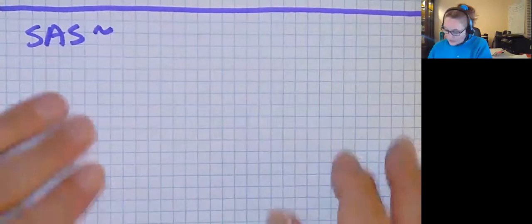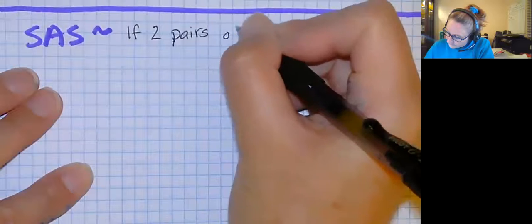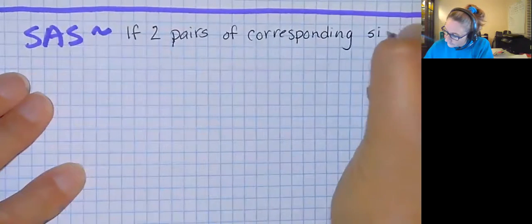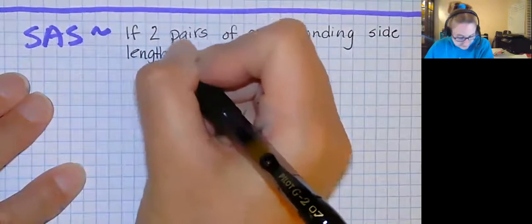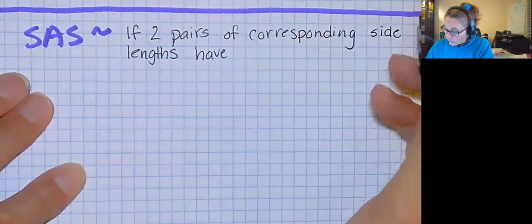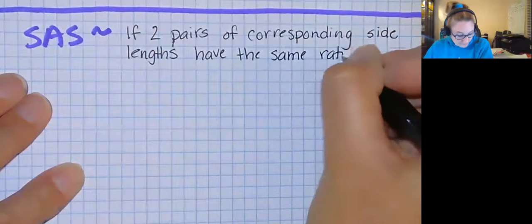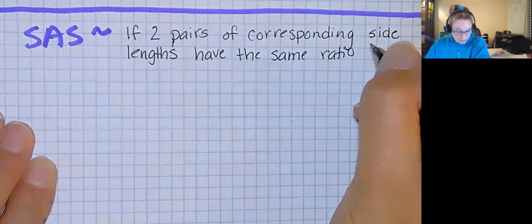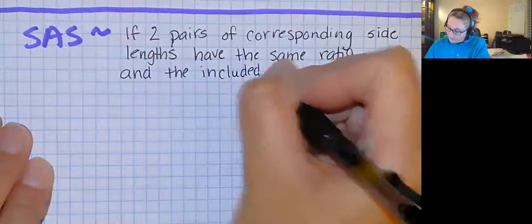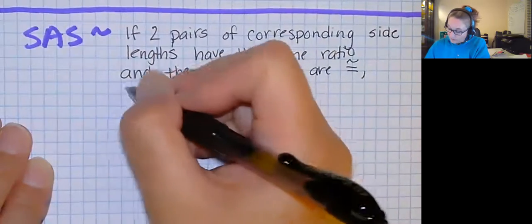So if two pairs of corresponding side lengths have the same ratio, okay, again, remember they are not congruent, they have the same ratio, proportional, and the included angles are congruent, then the two triangles are similar.